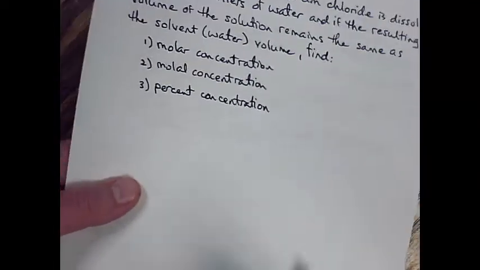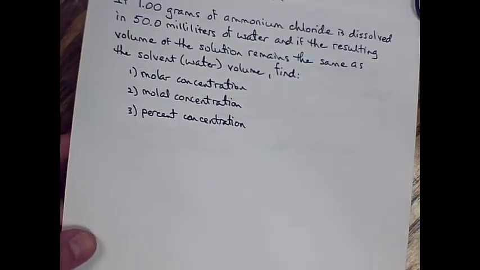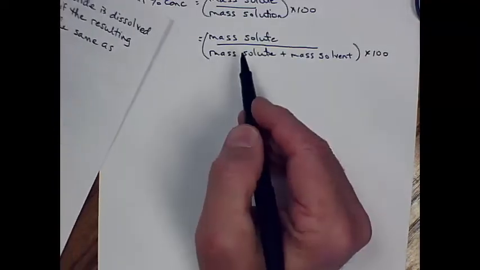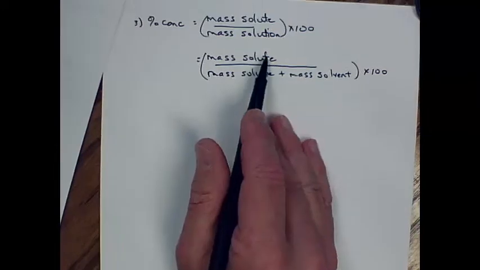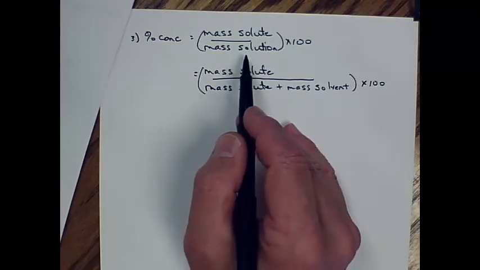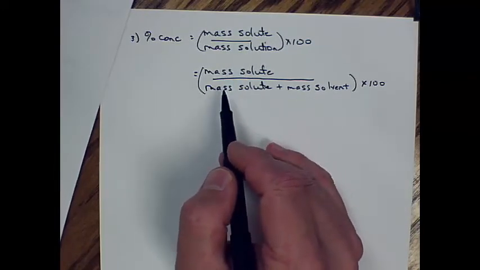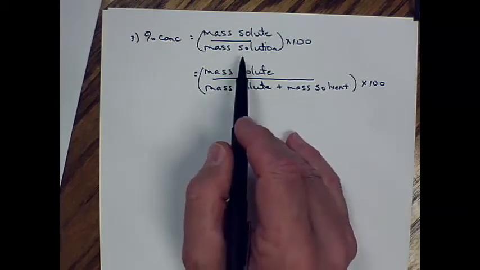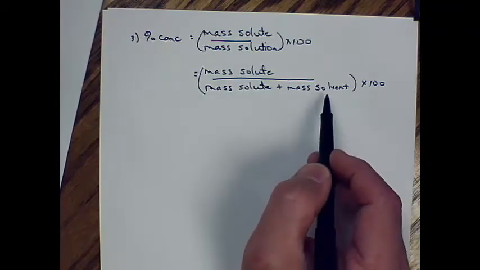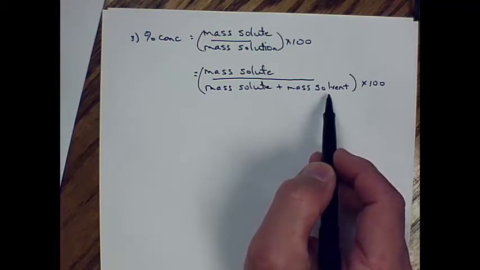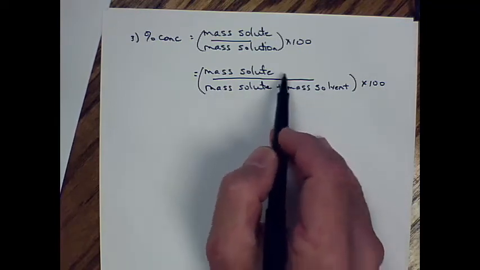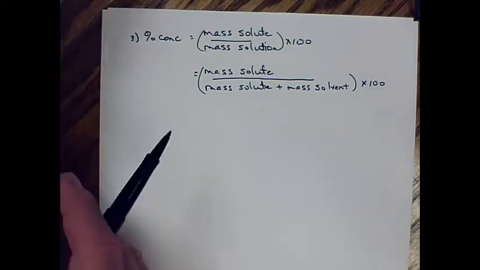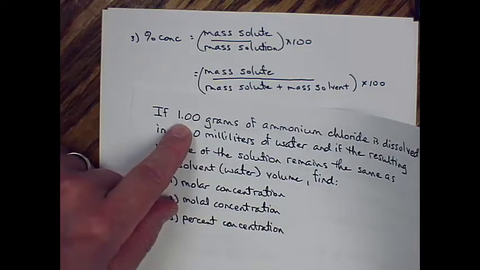All right. We're going to find percent concentration now. That's our last problem. Percent concentration puts the mass of the solute over the mass of solution. Mass of the solute over the mass of solute plus solvent is the same thing, because solution is solute and solvent together. In this case, we're going to need to use this second one. In the problem, we have the mass of the solute, 1 gram of ammonium chloride. We can put that on the top.